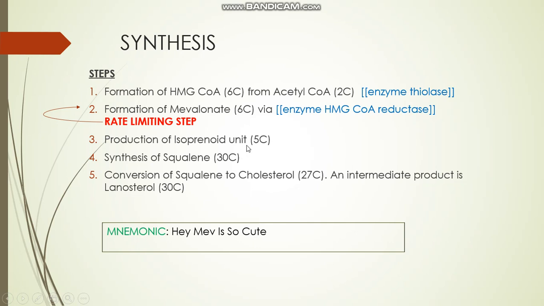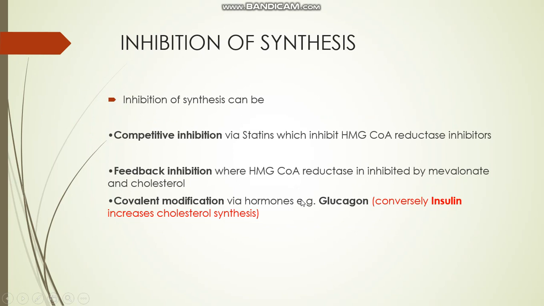And one thing I used to remember was that squalene was 30 carbon. A trick that I used was that mevalonate is 6 carbon and isoprenoid is 5. So 6 multiplied by 5 gives you 30. And that's pretty much what I did.